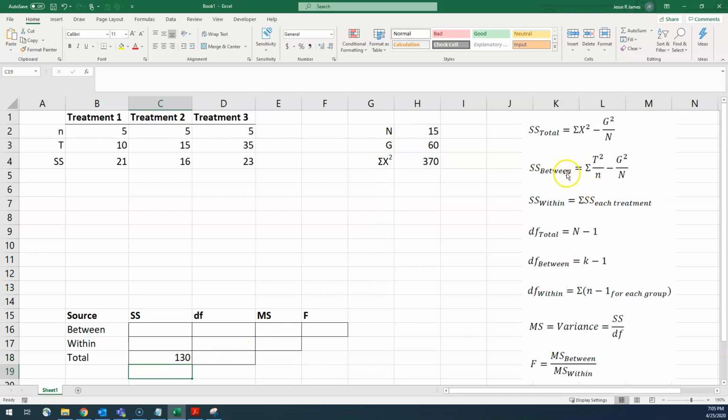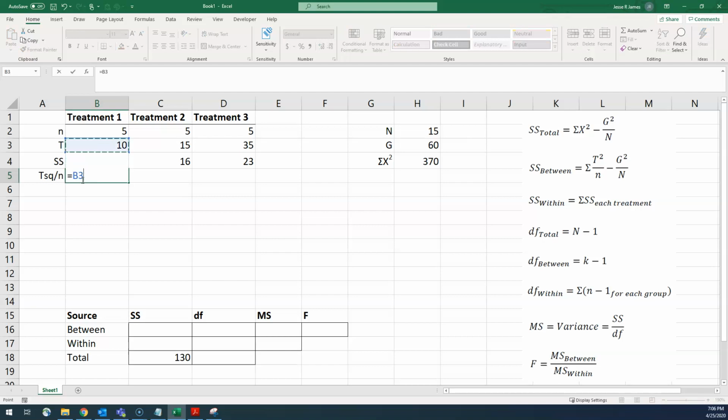Our sum of squares between is equal to the sum of each T squared divided by n. So we come over here and we recognize that what we're going to do is square this T and this T and this T, each individually, and divide each one of those by their own respective n's. So down here I'm going to put this T squared divided by n, just as a reminder of what I'm doing. And I'm going to put equals the T times itself divided by n.